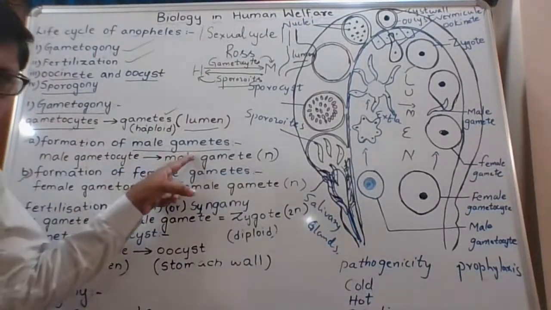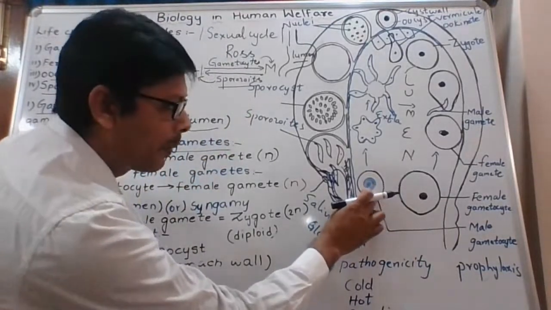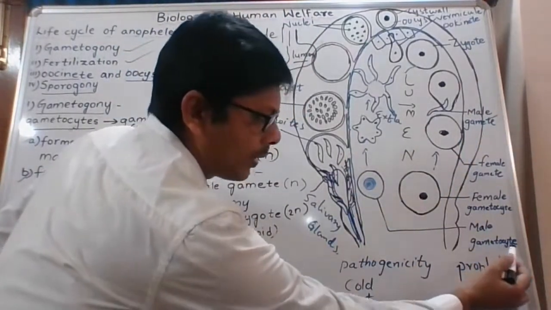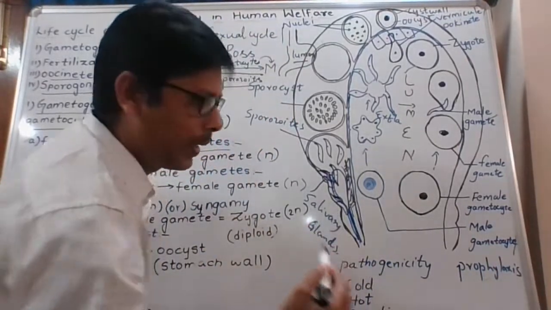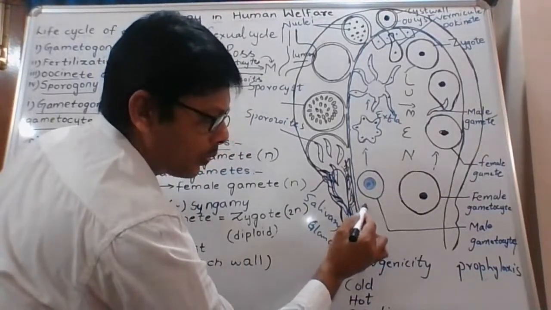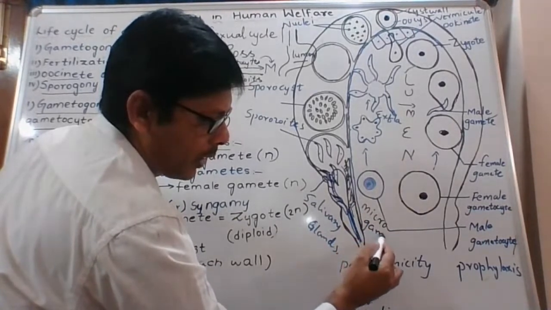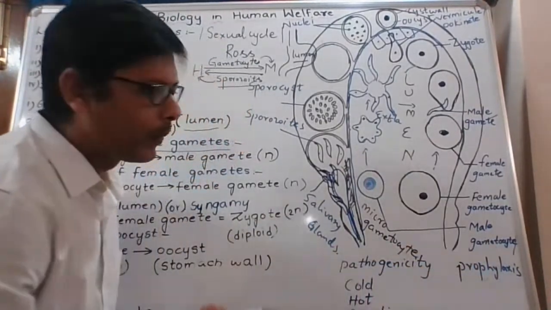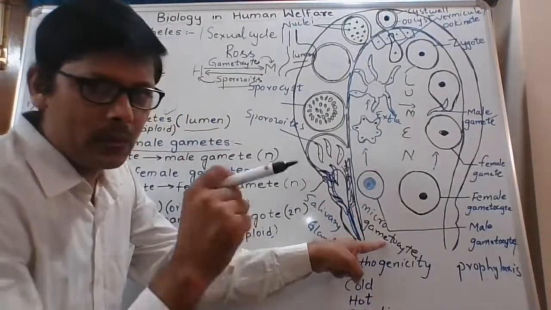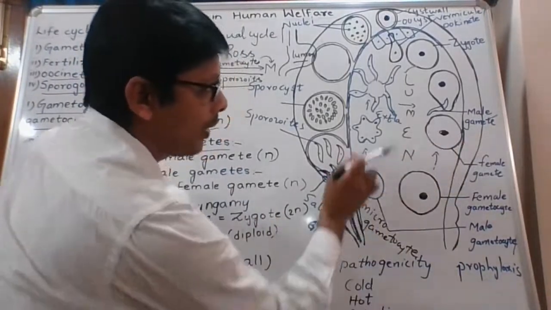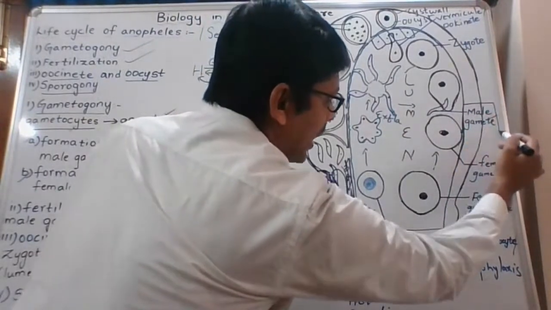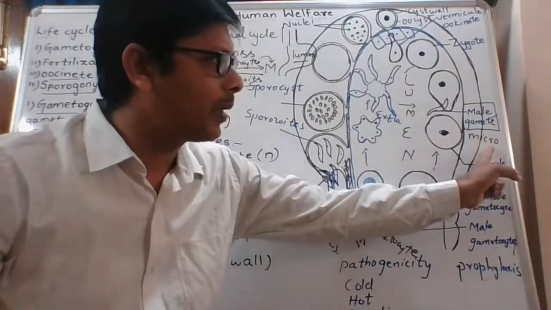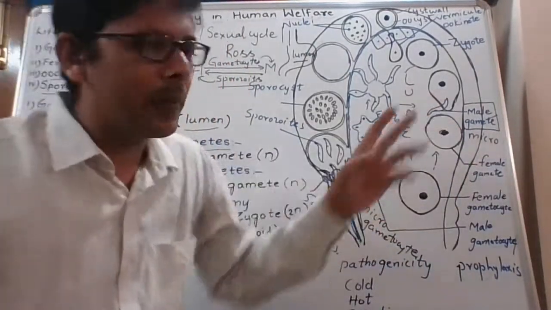Okay, next, formation of male gametes. From the male gametocyte, observe this one. This is the male gametocyte. From the male gametocyte, finally, a male gamete or microgamete is formed. The male gametocyte is also called microgametocyte, because it is smaller than this one. From this microgametocyte or male gametocyte, what is formed finally after this process? The male gamete, also called a haploid male gamete or microgamete, is formed. This process is called formation of male gamete.